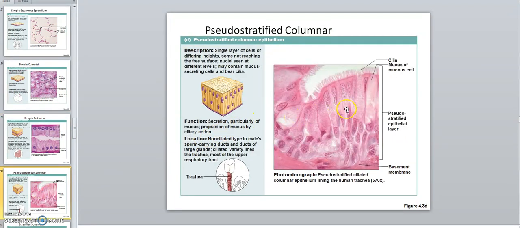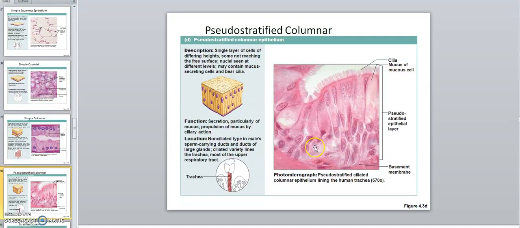Pseudostratified columnar with cilia. So it's a ciliated pseudostratified columnar. Where do you like to find that? In the trachea, in the respiratory system, because these cilia help move mucus that has dust in them.